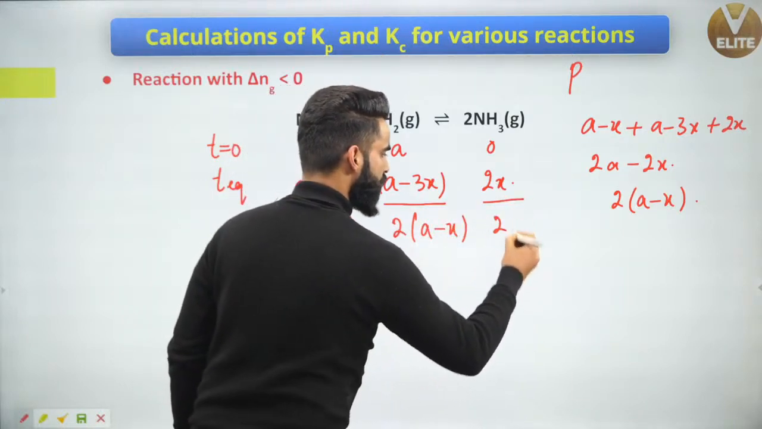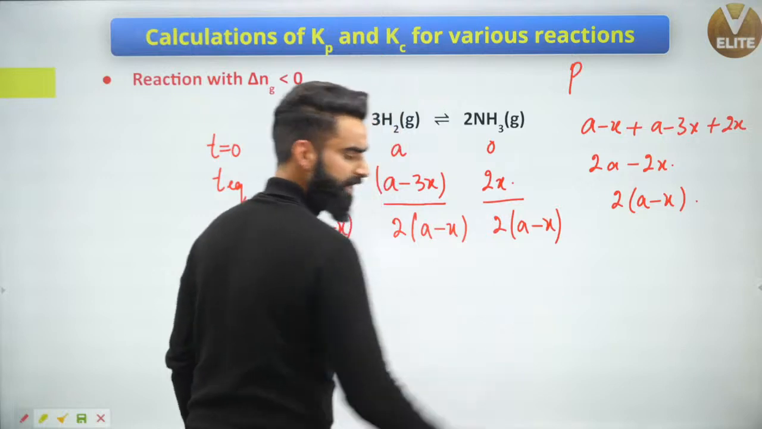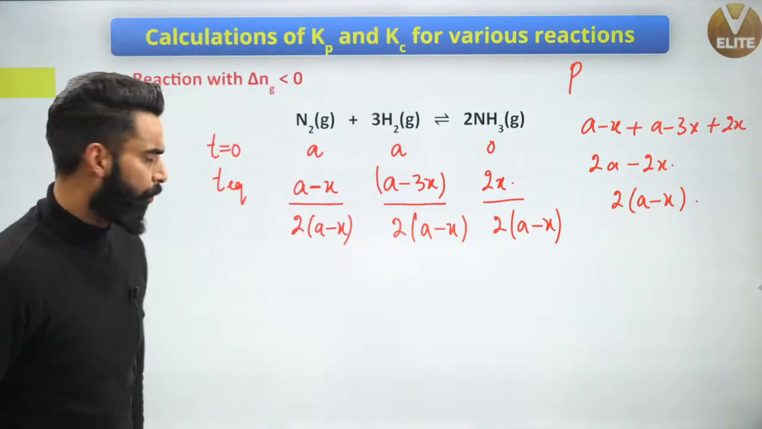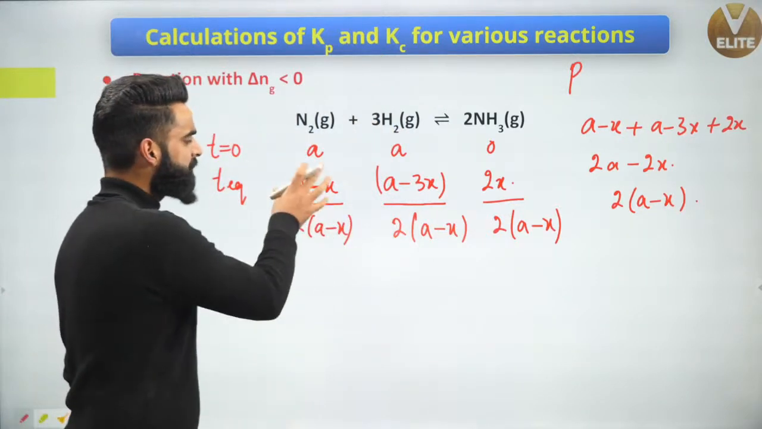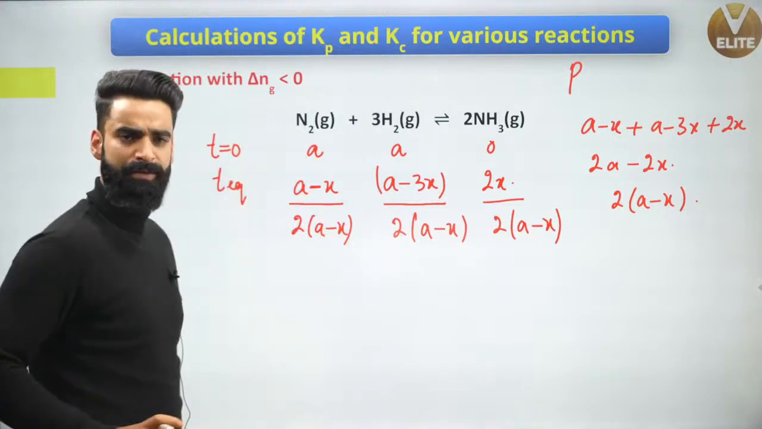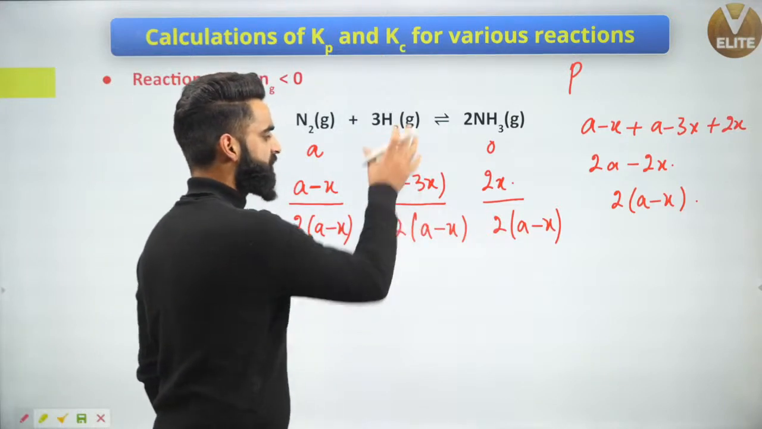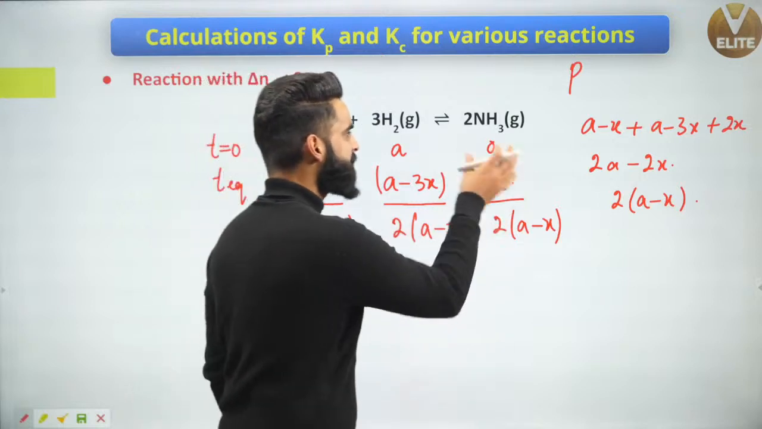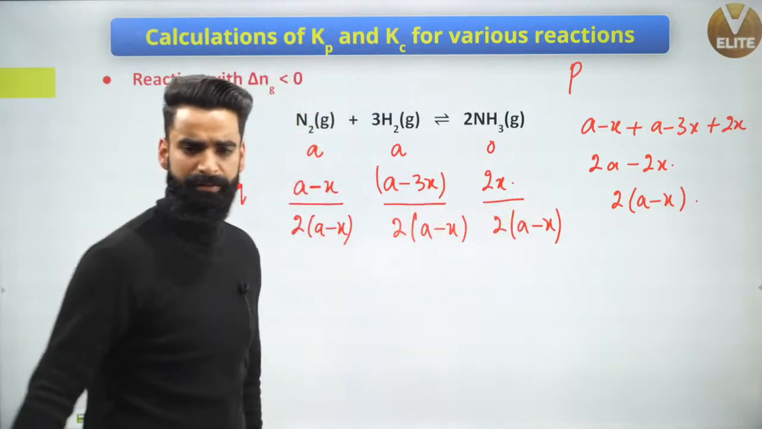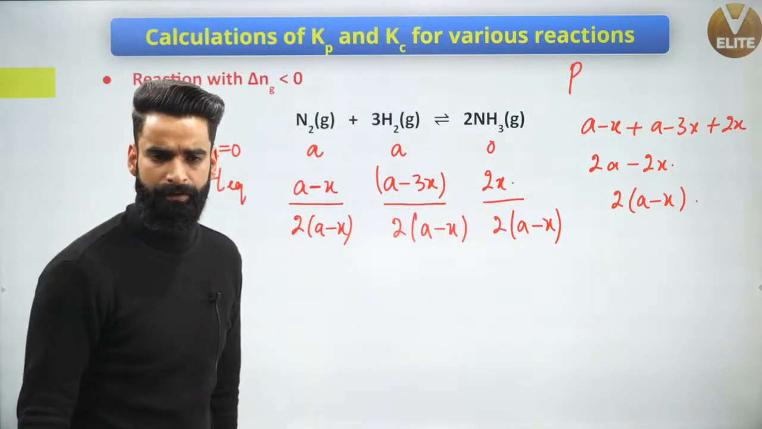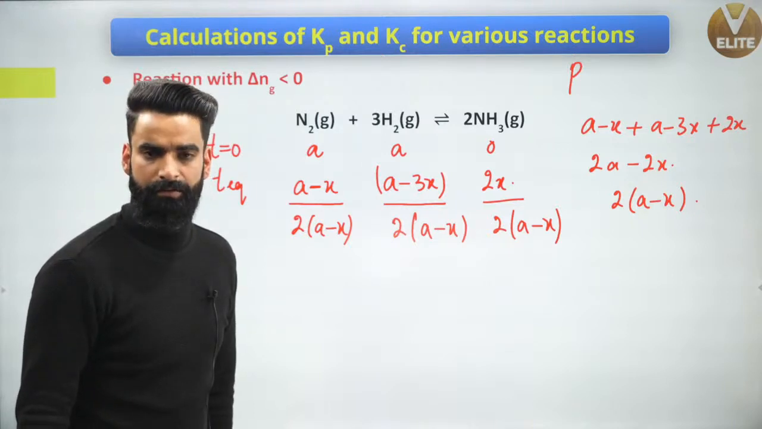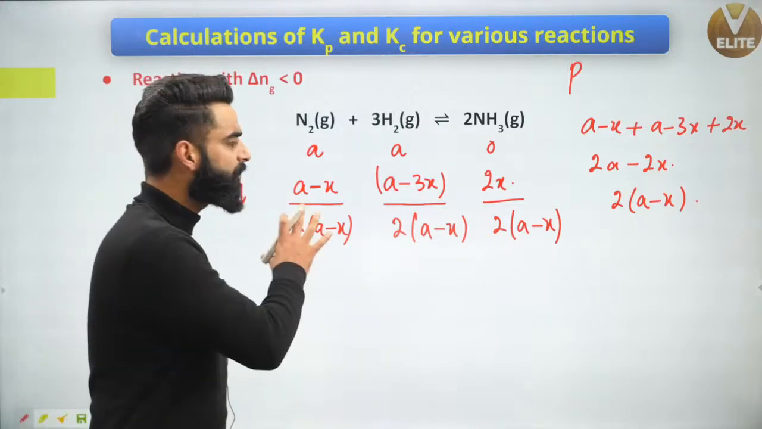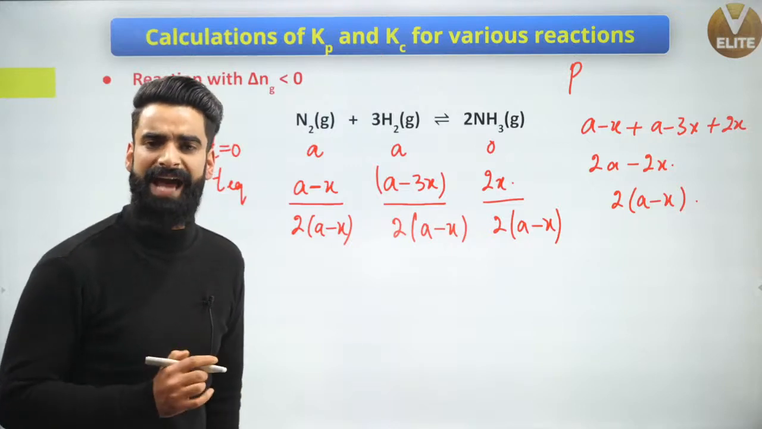I'm going to divide each of these by the total moles, which is 2 into A minus X. Very, very simple. So what did I get over here? Is this term giving me the mole fraction of N2 at equilibrium? Is this term giving me the mole fraction of H2 at equilibrium? Isn't this term giving me the mole fraction of NH3 at equilibrium? Right, guys? I got the mole fraction of each reactant and product at equilibrium.